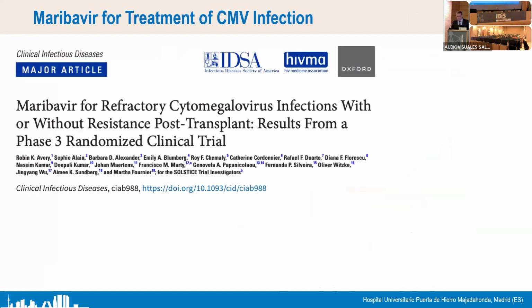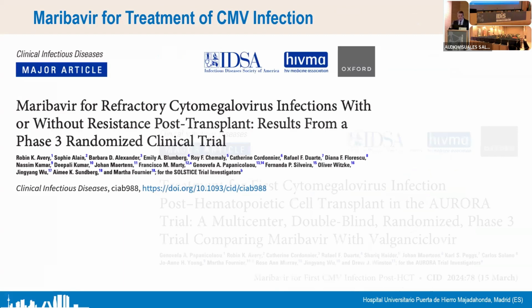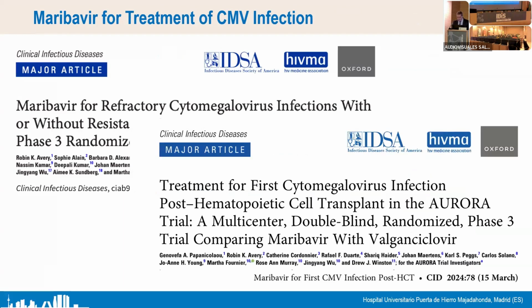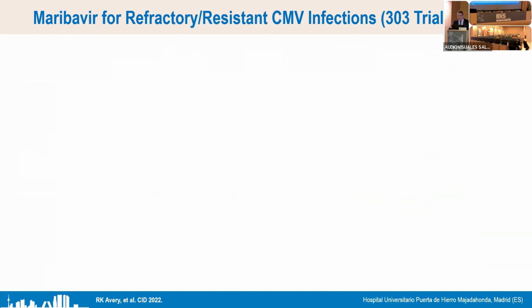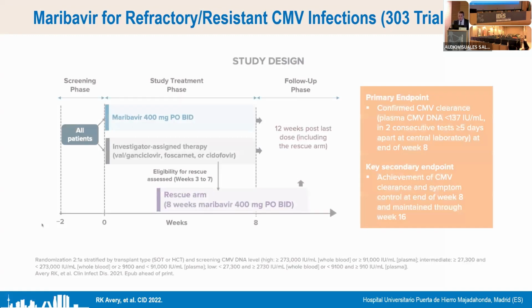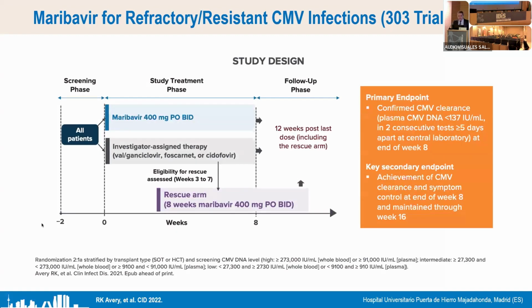And there have been 2 registration trials, and I'm going to talk a little bit about both of these studies. The first trial, the 303 trial, was a refractory resistant infections trial. It was an open label trial, and investigators would just choose the alternative standard investigator-assigned treatment compared to maribavir as described there. There was also a rescue. Treatment was for 8 weeks of duration, and this is something also important. This is something interesting in the study.